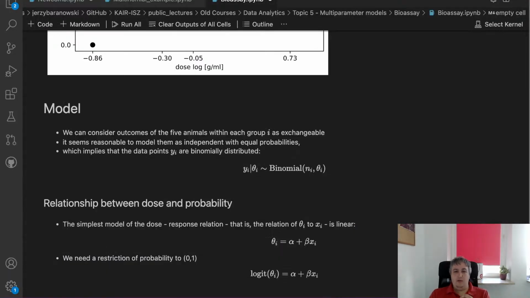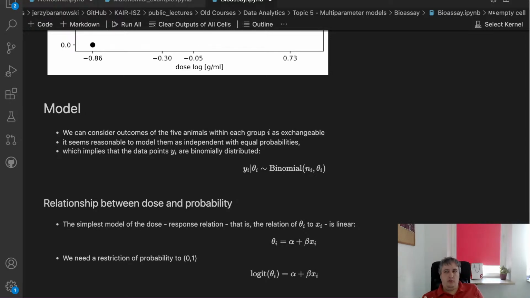And generally, we want to create a functional relationship between the dose and the probability. And of course, this is one of the fundamentals of Bayesian statistics, that we formalize those relationships parametrically, that there's a dependence of the value of interest on predictors in some kind of parametric way.